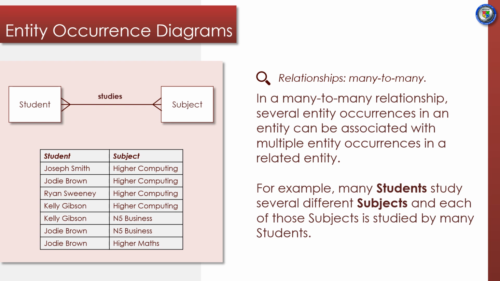Our final relationship will be a many-to-many relationship, and that's where several entity occurrences in an entity can be associated with multiple entity occurrences in a related entity. For example, we have many students study several different subjects, and each of those subjects is studied by many students.